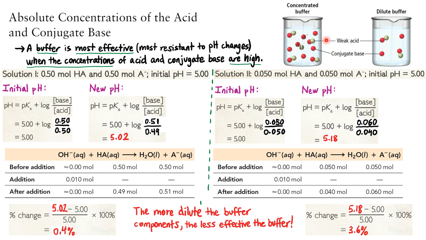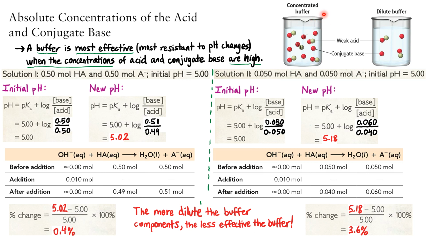Look at this diagram over here. You see how you have a really concentrated buffer where you have the weak acid and the conjugate base, and you have more of it in the solution here than you have over here. This is a dilute buffer. Conceptually, it makes sense that the more concentrated your buffer is, the more weak acid and conjugate base you have in solution, the more effective the buffer, right?